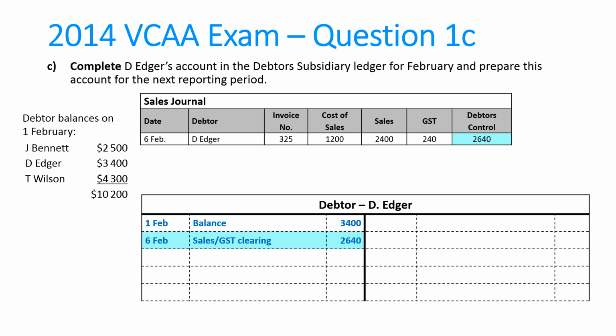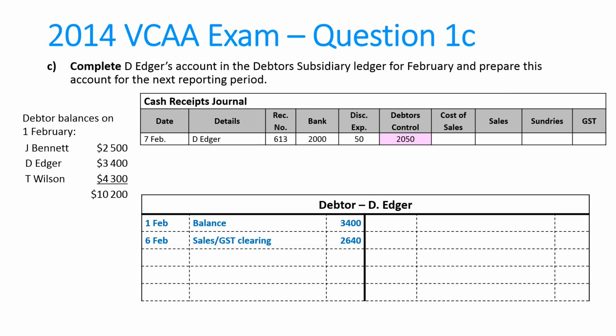So we use the actual date, get our referencing right, sales / GST clearing, so we definitely need to write clearing and not GST. Then he also paid us back some money and got given a discount. So we got paid back $2,000, gave them a discount of $50. That's a decrease in their account of $2,050. So that would make their account go down, a credit entry on the 7th of Feb, and our reference would be bank / discount expense. They were the ones that were given to us in the question.